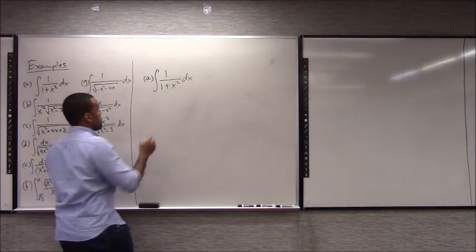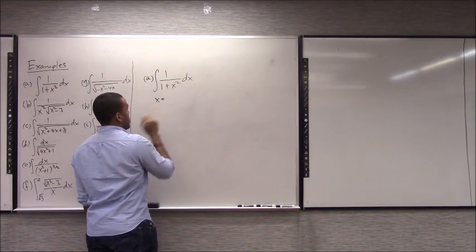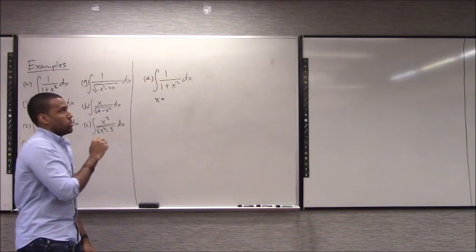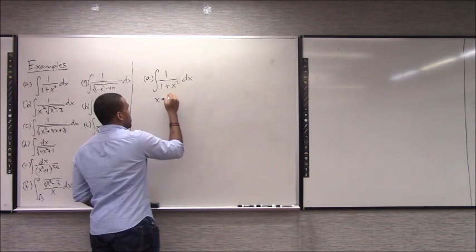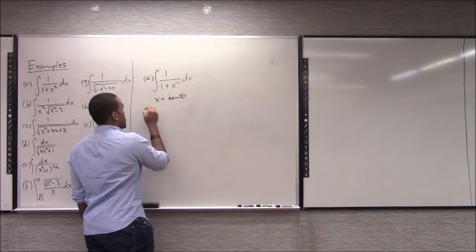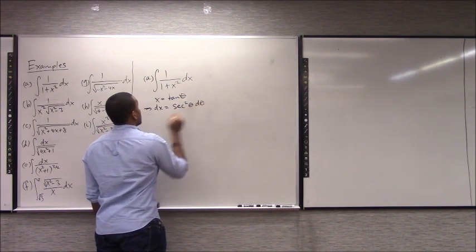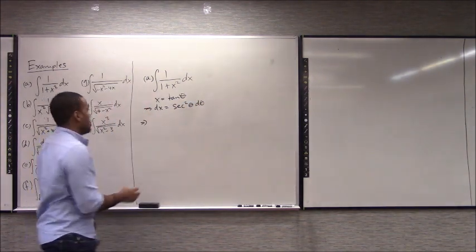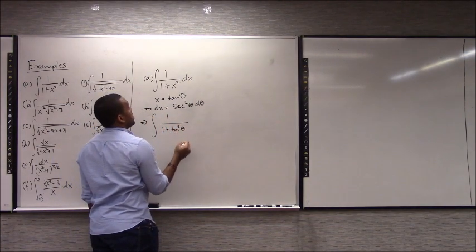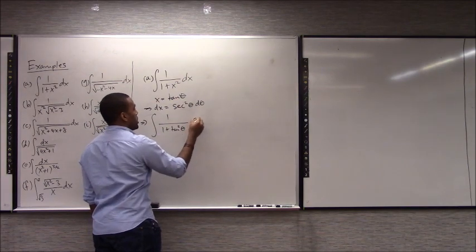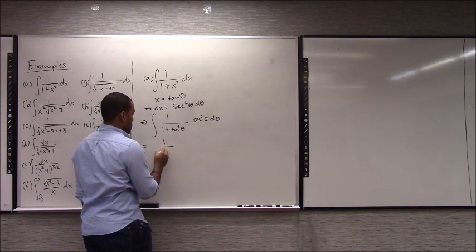Are we using x equals a tan theta? Or just tan theta, right, because a is 1 in this case. That's like a 1 squared, so it's just tan theta. And dx would be secant squared theta d theta. And you just plug these all in. So you'd have 1 over 1 plus tan squared, and your dx would be secant squared theta d theta. Of course, 1 plus tangent squared is secant squared.